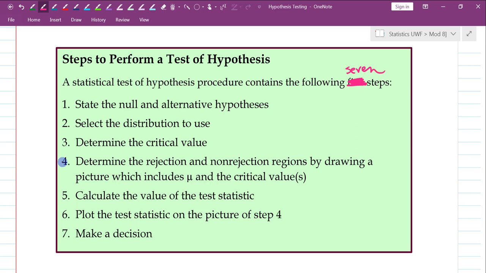You're going to calculate the test statistic. We haven't gotten there yet, but we're about to. Then you're going to plot that test statistic on the picture that you did in step 4. And then based on that picture, you're going to make a decision. Okay, so let's get busy learning how to actually do a hypothesis test.